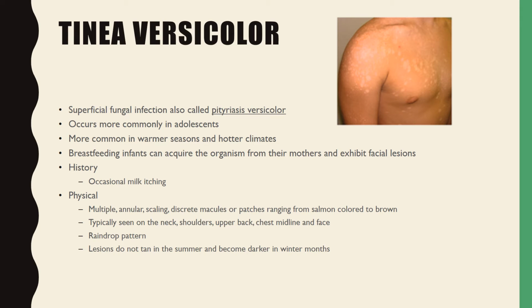It's typically seen on the neck, shoulders, upper back, chest, midline, and face, so kind of the trunk area. And they tend to have a raindrop pattern, and you can see some of those in those pictures show that raindrop pattern. The lesions don't tan in the summer, and they become darker in the winter months. So that might be when they may have had this infection for a while, and they go out in the summer and it doesn't tan and it looks worse because the other skin is tanned. Or in the winter, these areas are becoming darker, so they may come in at that point.